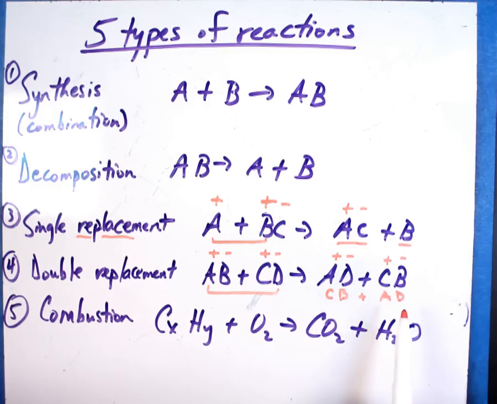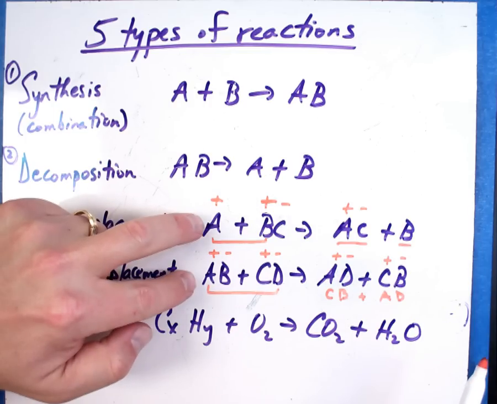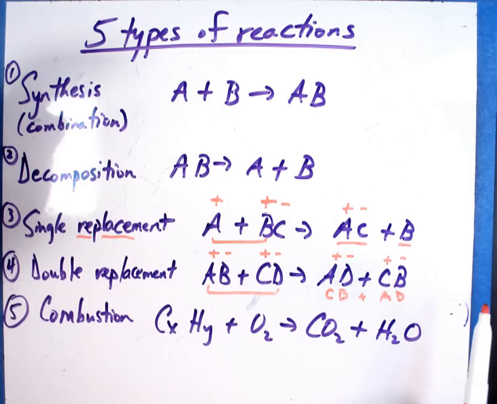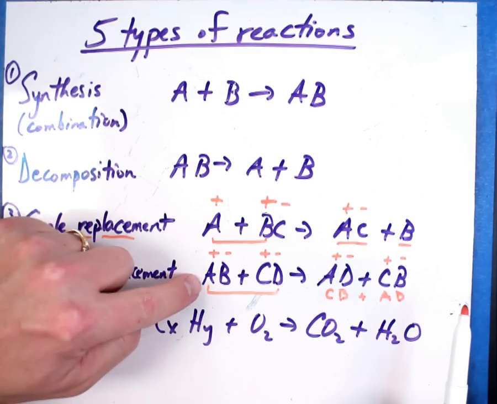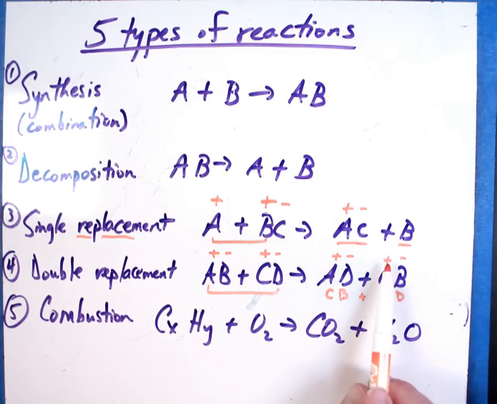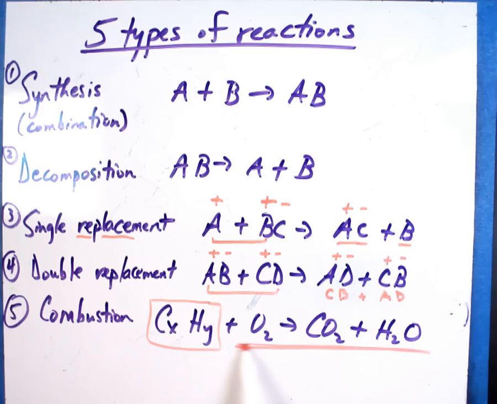Okay, so these two are really close to one another. In a single replacement, it's a dancing couple, and then a guy wants to dance with a girl. In this one, it's two dancing couples, and so because of charges, you get boy, girl on the other side. That was pretty easy. Combustion is completely different from all of the others. This part sometimes confuses people, so let me explain, but let me say this first. In a combustion reaction, this part's always the same. To combust means to burn.